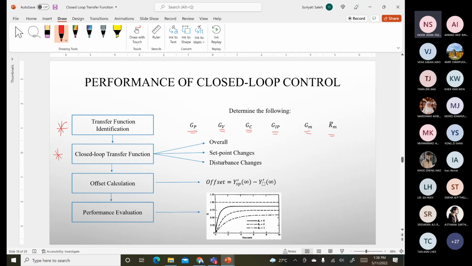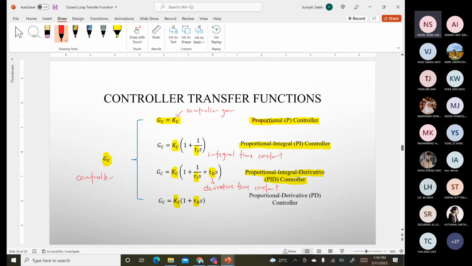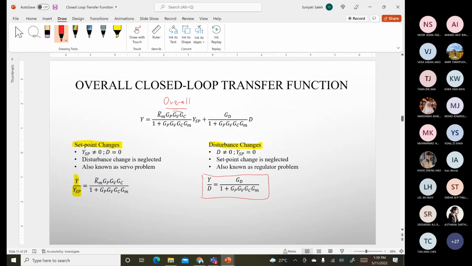Based on the question, it will state whether you need to construct the overall, the set point, or the disturbance. Normally only one, don't worry. We don't ask you to develop all of it. We just state either the set point or disturbance. So if the set point changes, then you need to use the set point changes equation like this. If the question states the disturbance changes, it will give you this one. So you just use directly based on the given statement.